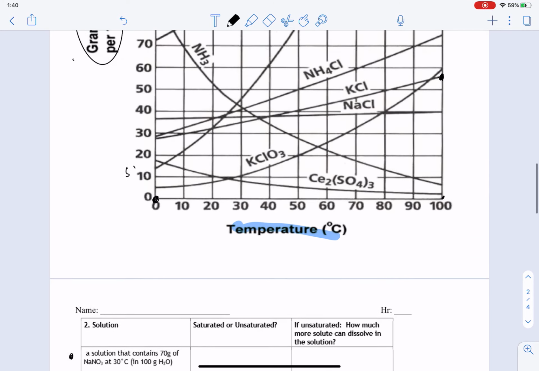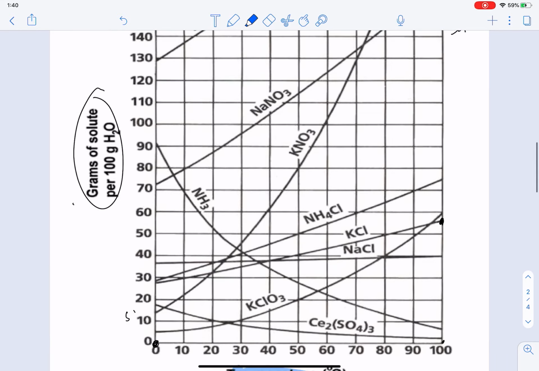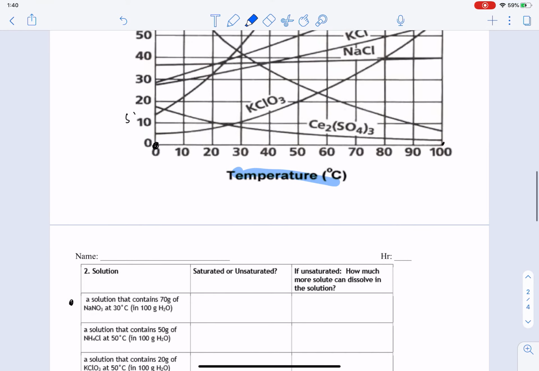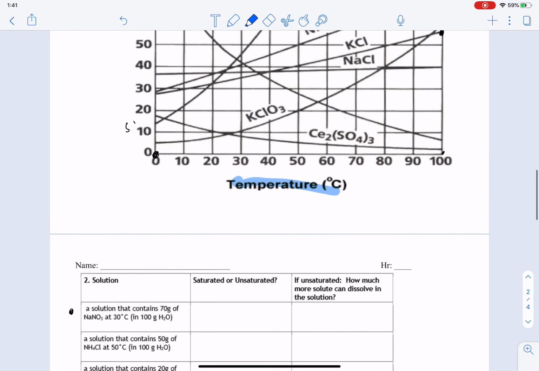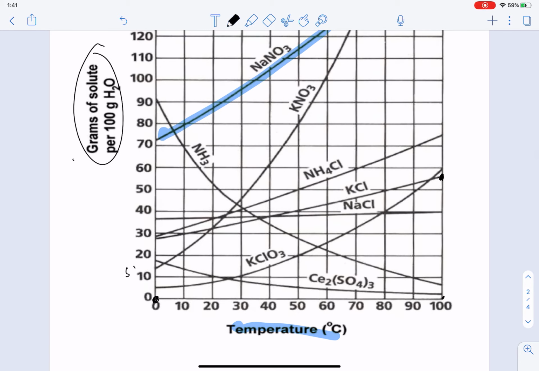So first, let's find our solution. So we're looking for sodium nitrate, which is right there. And then we want to go to contains 70 grams. Let's first go to the temperature. So we have 30 degrees Celsius. So we're working with, go up here, looking at that guy right there. So we can see our solubility for sodium nitrate at 30 degrees Celsius is around 95, maybe 96. Let's say 96.